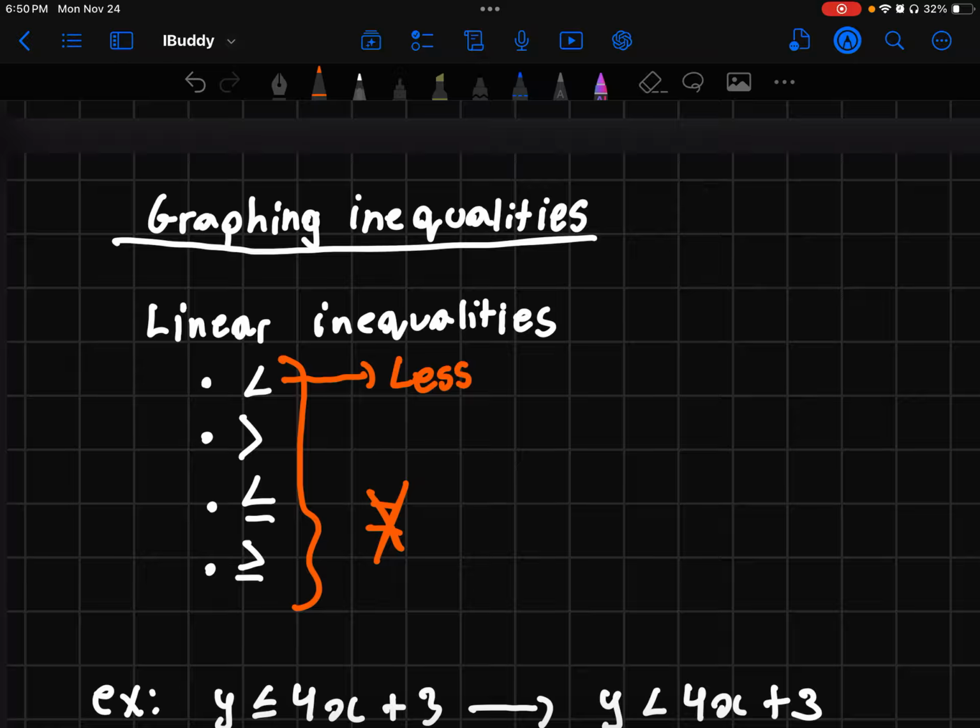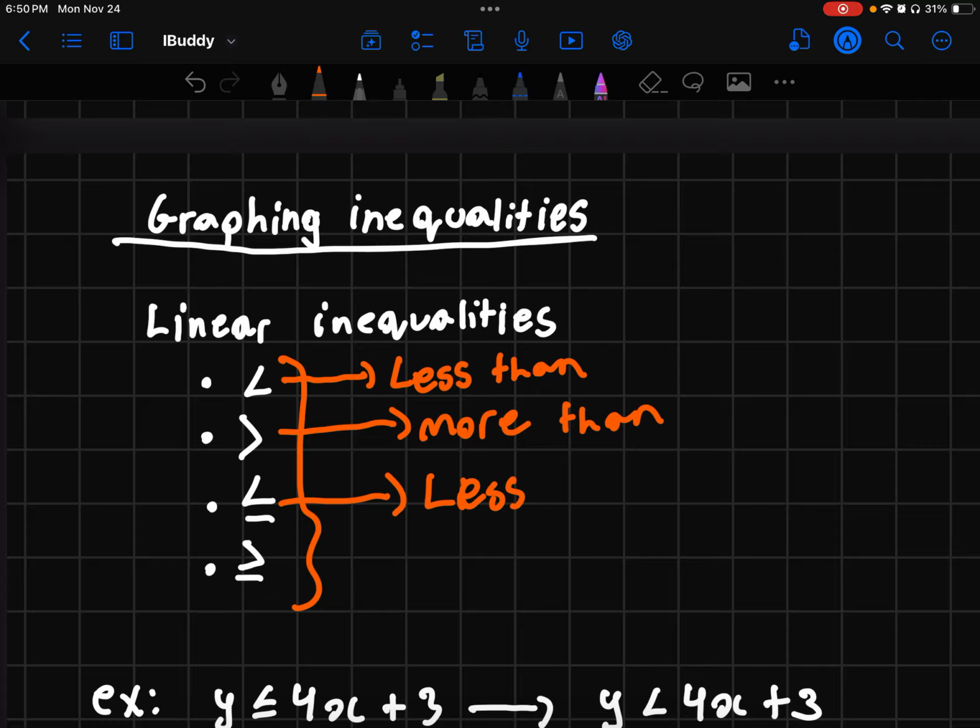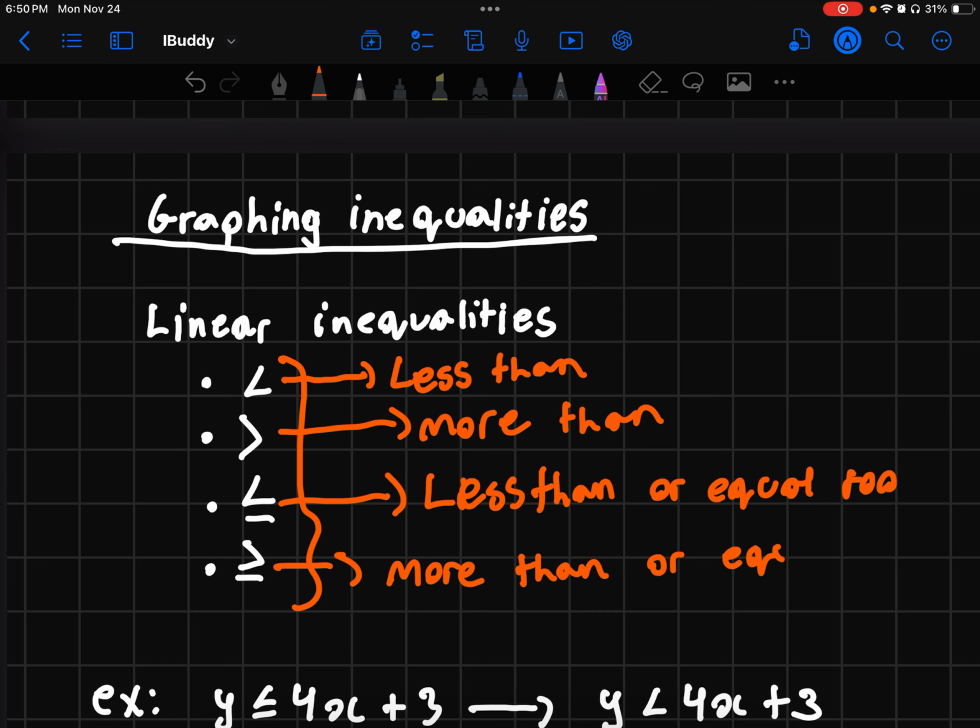This means less than, this means more than, this means less than or equal to, and this final one means more than or equal to. Okay, so let's go over an example.